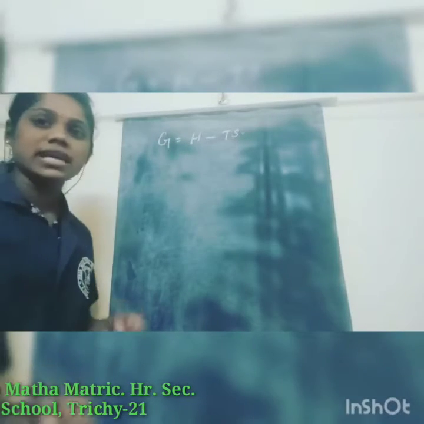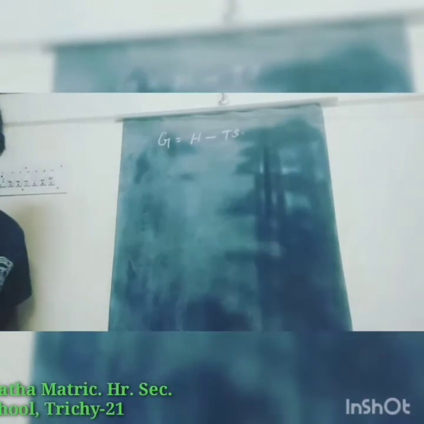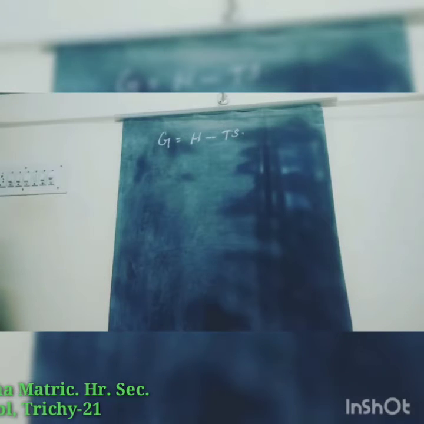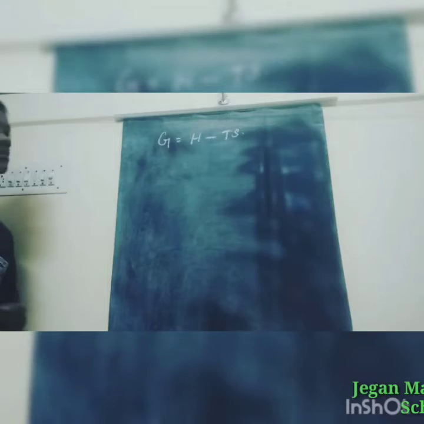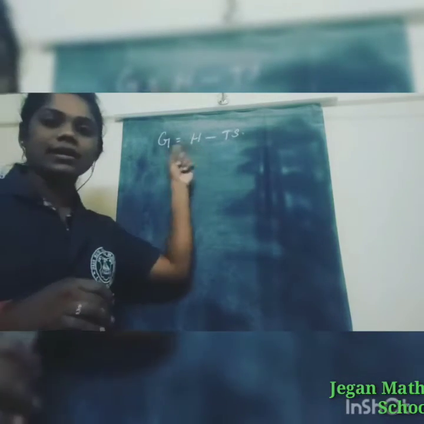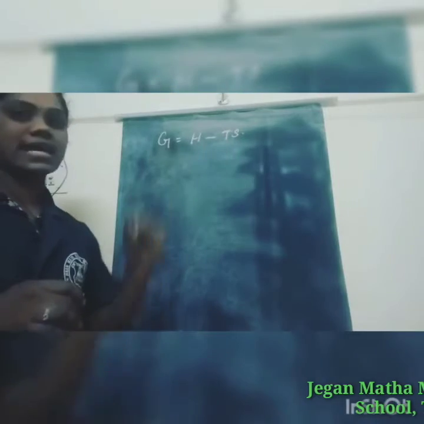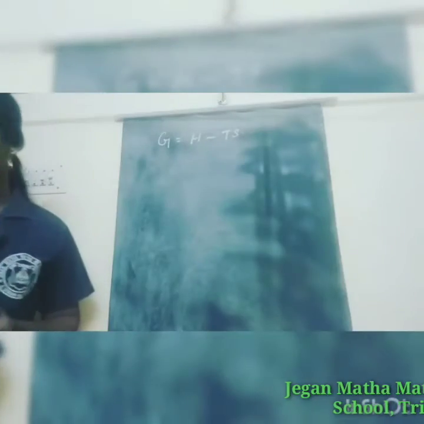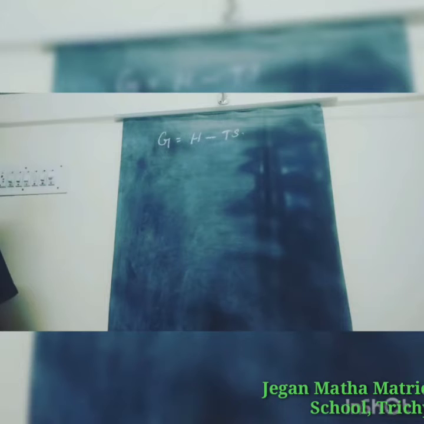At the same time, G is an extensive property. What do you mean by extensive property? The property that depends on the mass or the size of the system is known as an extensive property. So Gibbs free energy is an extensive property. H is enthalpy, T is temperature, and S is entropy. And it is a single valued state function.